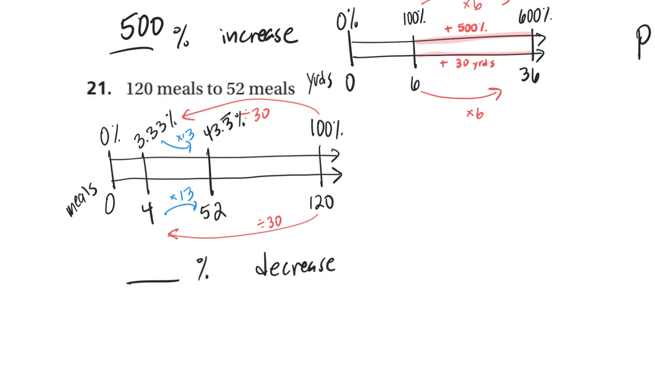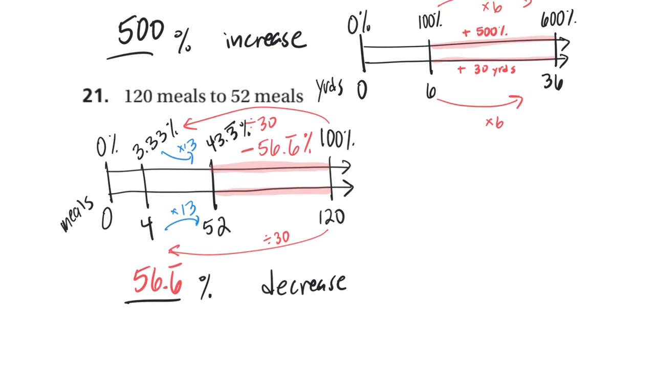What are we looking for? We're looking for this decrease. It was at 100 and it went down to 43.33333. So what did it decrease here? It went down what percent? So what's 100 minus 43.333333333? All right, so it decreased 56.6 repeating percent. So that was the decrease. It decreased 56.6 repeating percent. Okay.